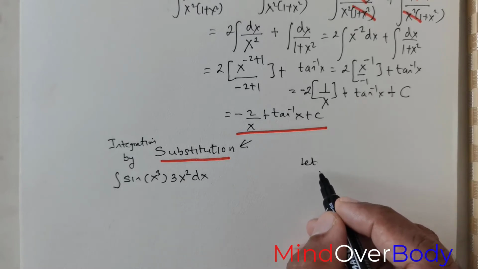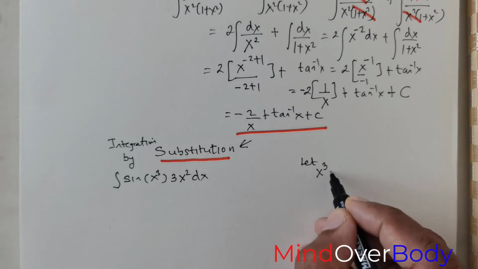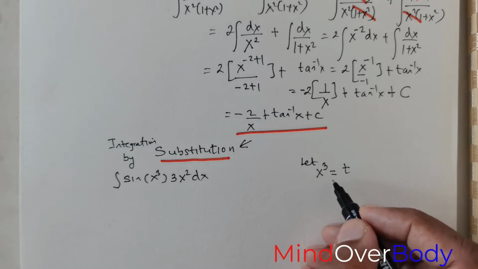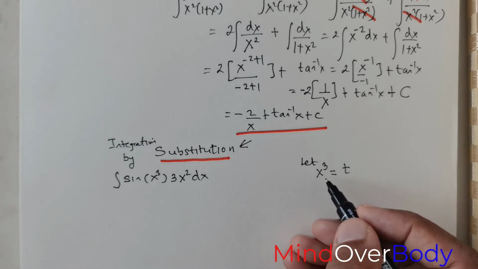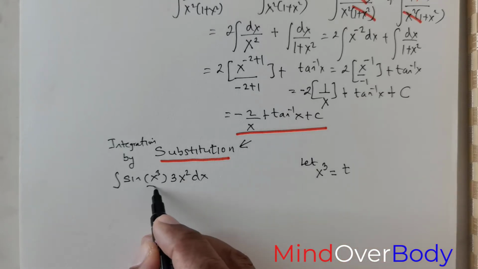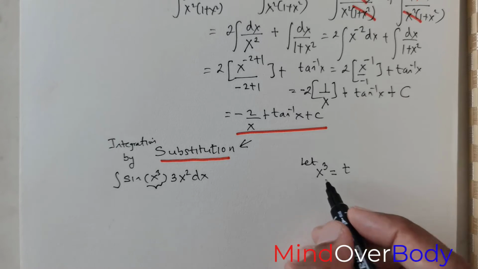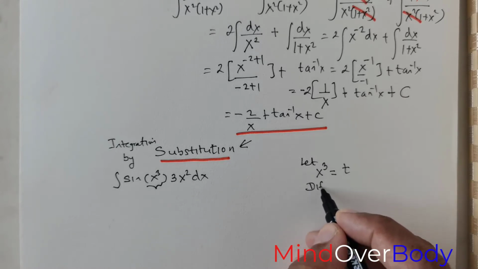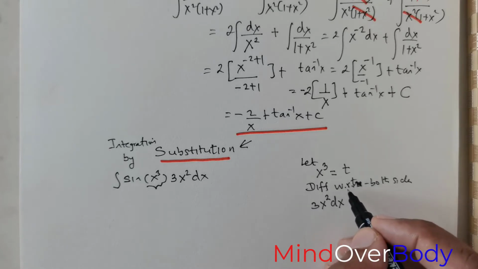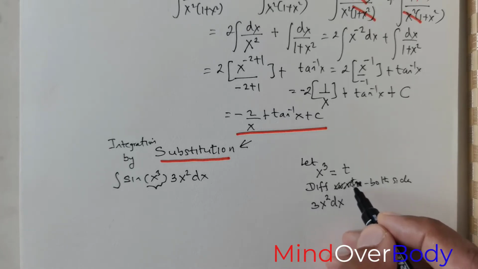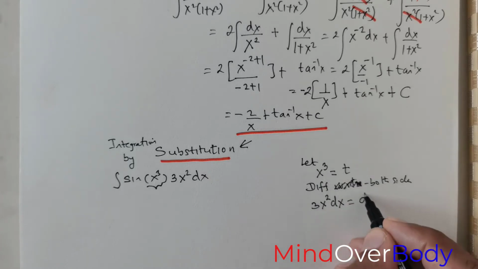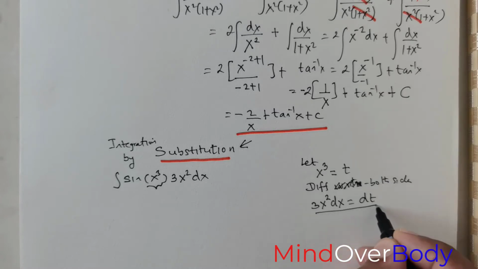So I'm going to say let x raised to the power of 3 be equal to t, some variable. The left hand side is x cubed, which is actually part of the question, appearing over here. That is mandatory. Now I'm going to differentiate both sides. This gives me 3 times x squared times dx, and the right side gives me dt. This is what you will have to remember.